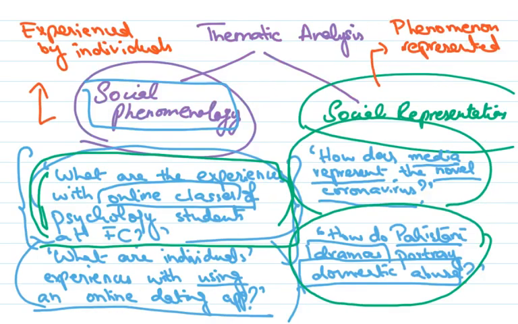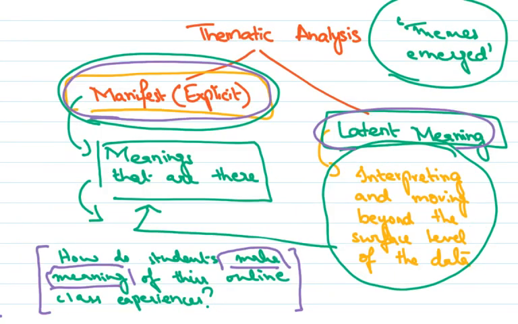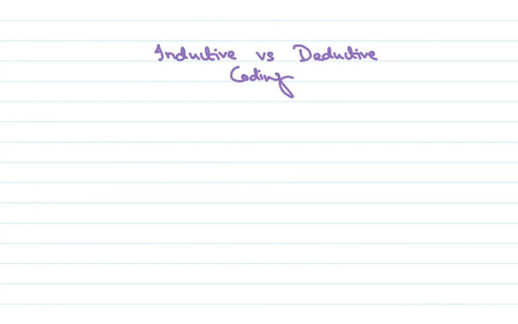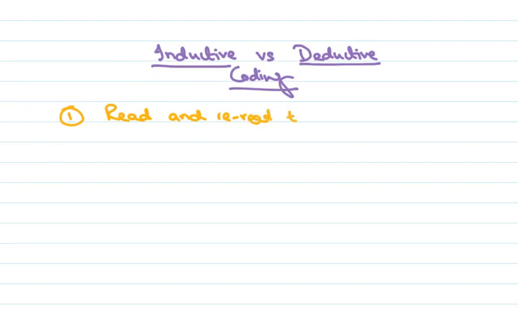So now we've covered pretty much the approaches. We've talked a little bit about what themes are. I would like to talk about inductive versus deductive coding, but first let's talk about the steps that are involved in a thematic analysis. So number one, whenever you have a data set, the first step is always to read and reread the data in order to make yourself very, very familiar with the data. And then the next step is that you start coding.